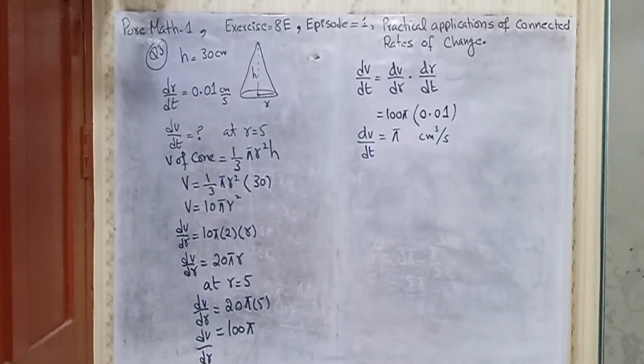Let me check the answer. The answer is pi centimeter cube per second. So this is how you will do this. We have done 3 questions in this live session, and I hope that you have learned something from this session.